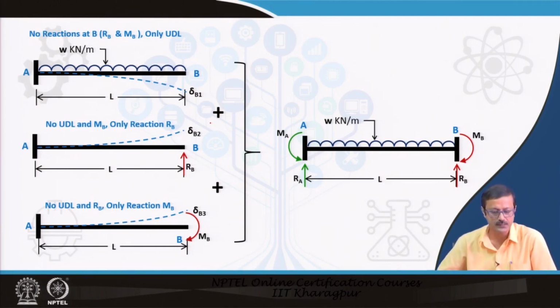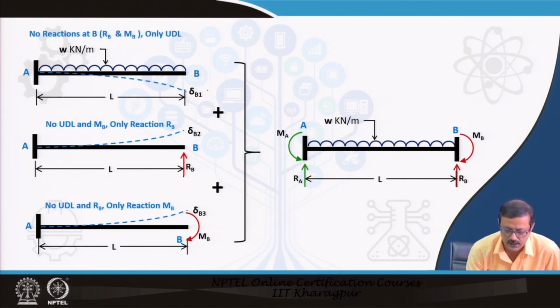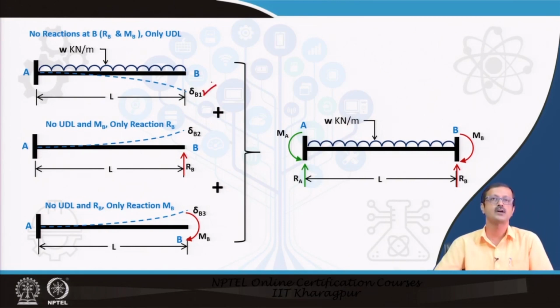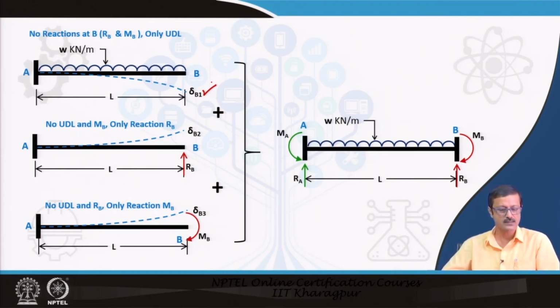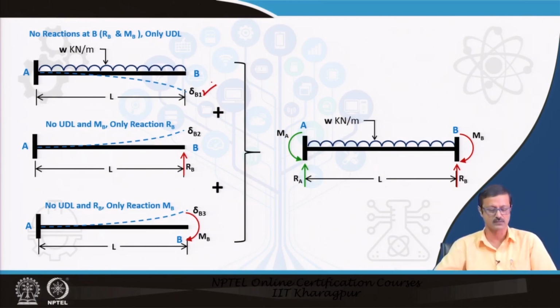The delta B1 I have written over here, you see, is the deflection of end B because of the imposed load omega on the length of the beam. In the next case, what we have done is that there is no UDL and no M B taken into account, only the reaction R has been taken into account.